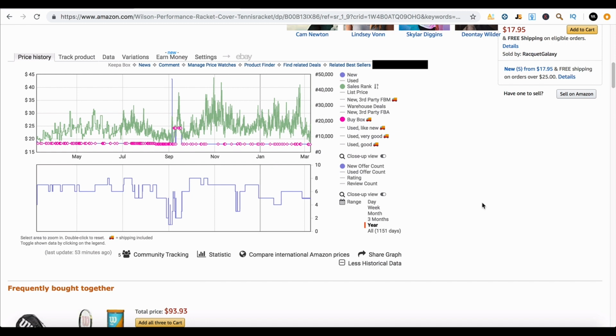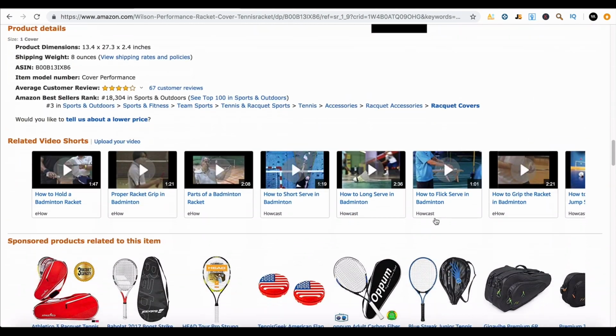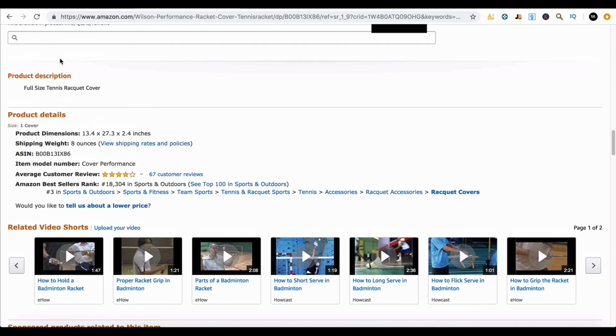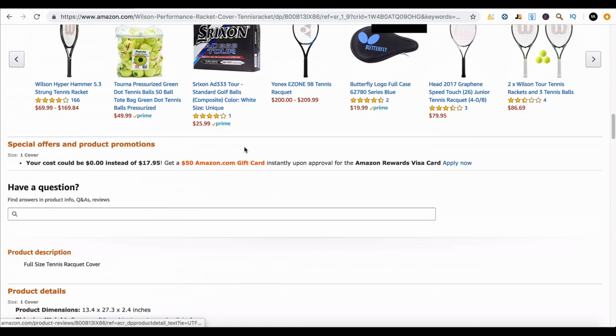Now, if you want to know what category this product falls under, you're going to want to scroll down to the product details, or sometimes it's called the product information area. And we only care about the parent category, which in this situation, it's sports and outdoors. We don't care that it's number three in sports and outdoors, sports, fitness, team sports. These are all subcategories. We don't care about that. We care about the sales rank in the parent category only. Okay, so now we know it's in sports and outdoors. It is currently at the sales rank of 18,000, but let's look at the history.